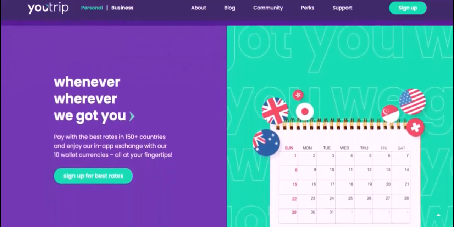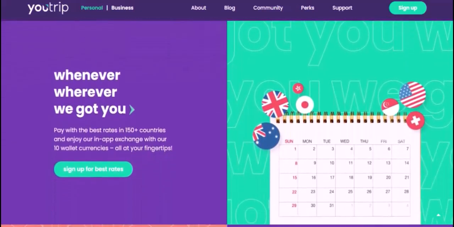Foreign exchange spread. While there are no foreign transaction fees, you might still incur a small foreign exchange spread, which is the difference between the buying and selling rate of a currency. So, while the card itself might be free, there are some additional costs to consider. However, compared to the hefty foreign transaction fees you'd pay with a traditional credit card, the YouTrip card is still a much more cost-effective option.